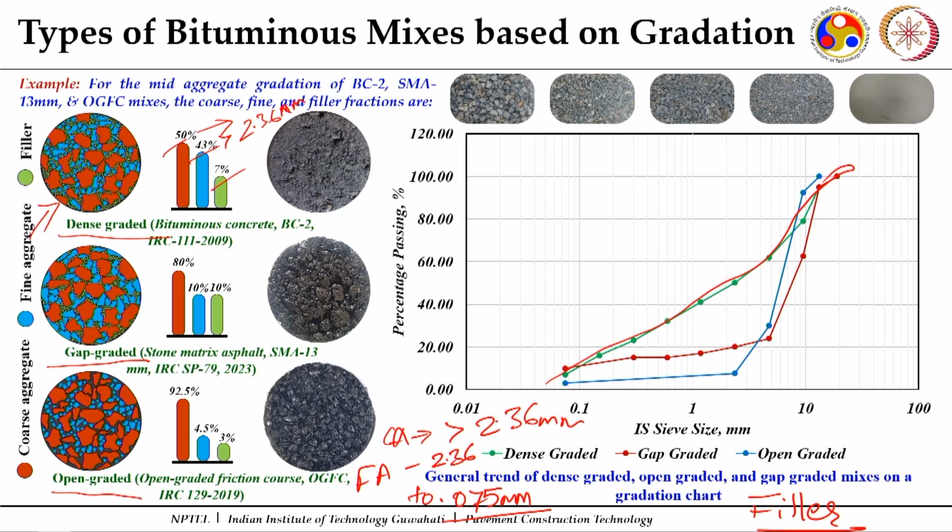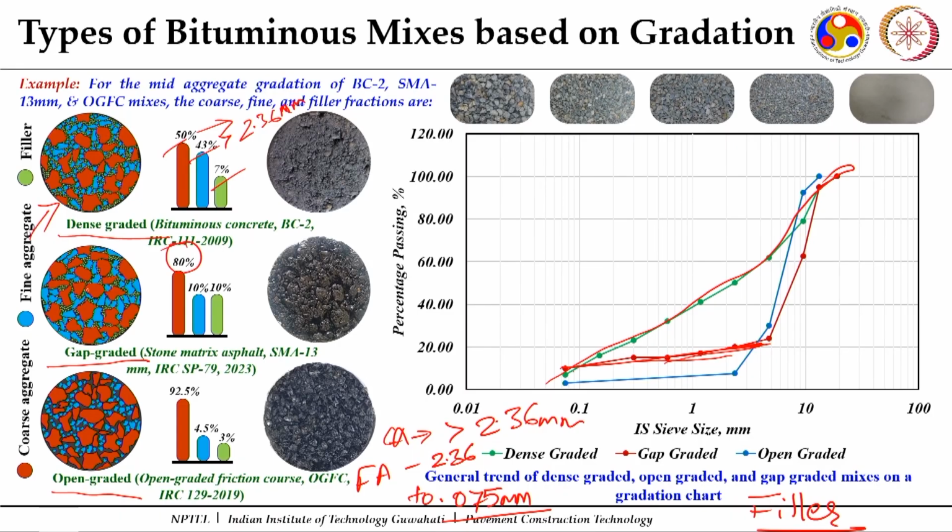When it comes to the gap graded one, some typical sizes are removed from it. Here you can see that within this particular range there is no significant change in the percentage passing. That is why these sizes are missing in this gradation.